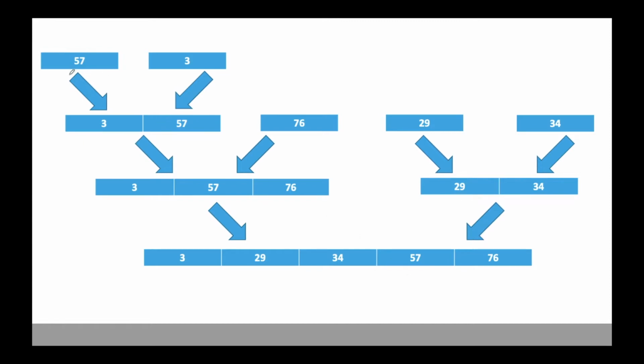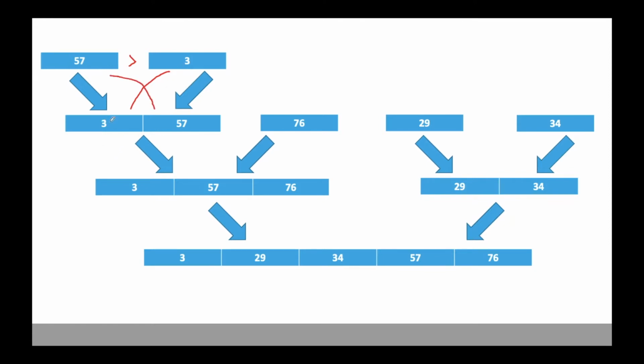Now, we have to merge all of these items together, and that's why it's called merge sort. When we merge them, we compare and see which the smaller ones go first and the larger ones go after. So here we have 57 and 3. Now we want to merge them together, and we see that 3 is smaller than 57. So 3 would go first, and then 57 would come after.